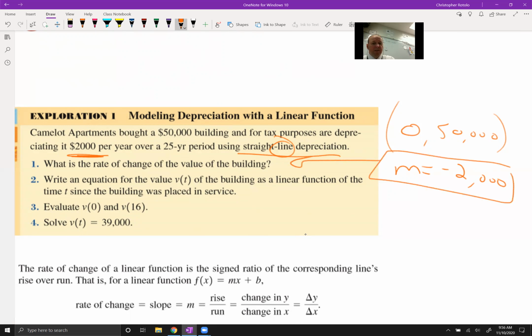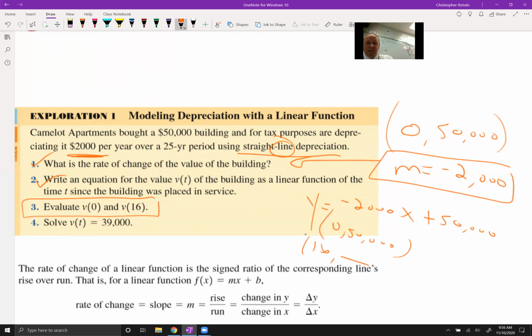Write an equation so we can find it quickly. Okay, so y equals negative 2,000 and the number of years, so we'll use x, plus 50,000. Okay, got an equation. We found out the slope, evaluated at 0. So at 0, we know it's going to be 50,000. And then at 16, so we're going to plug 16 in here and then take that away. So we're at what, negative 32,000. So we should be at 18,000.